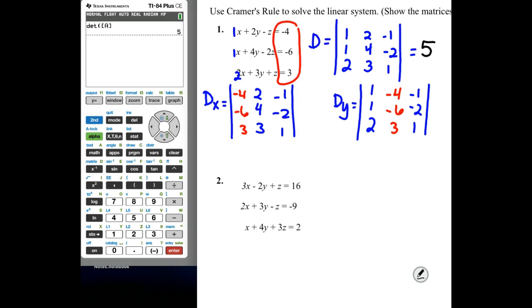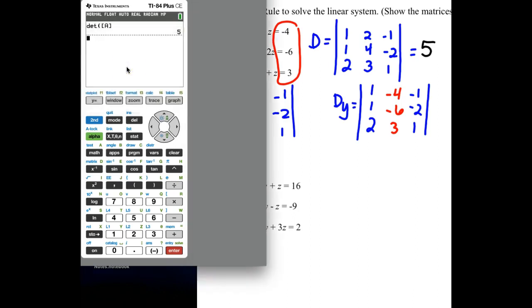Now I'm going to go back in and I'm going to change and put in matrix X. All right, go back to edit. Now, matrix X just has one column that's different, right? So I should be able to go in and just change that very first column to be -4, -6, and 3. Okay? The other two columns stayed the same. Now, quit out of it.